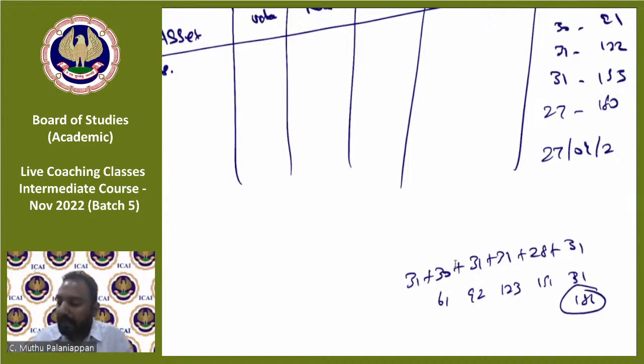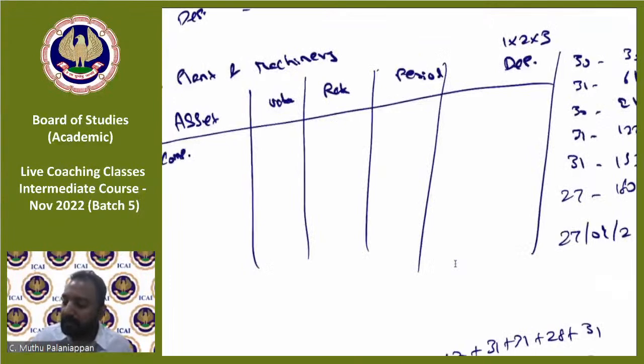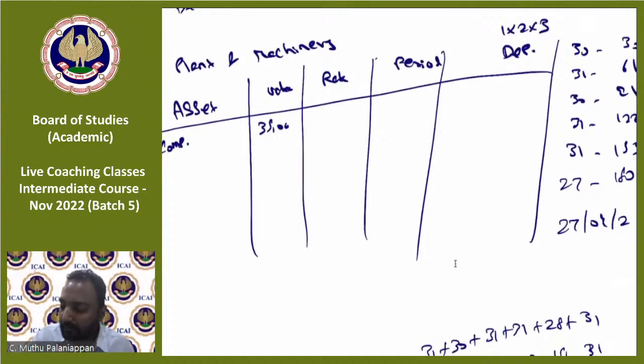So now it is being used from 1st October, which means you're using it for more than 180 days. So it is full depreciation. Here the value is 35,000. The rate is 40%, the depreciation rate. Period is full year, so I'll write it as 1. So it will be 35,000 into 40%. How much is it? 14,000.